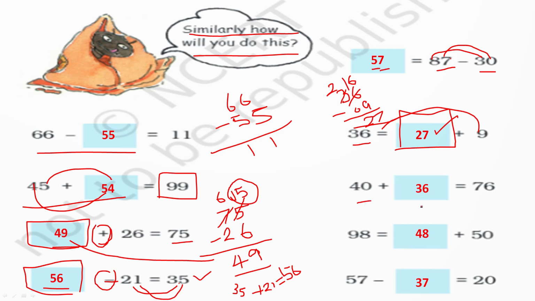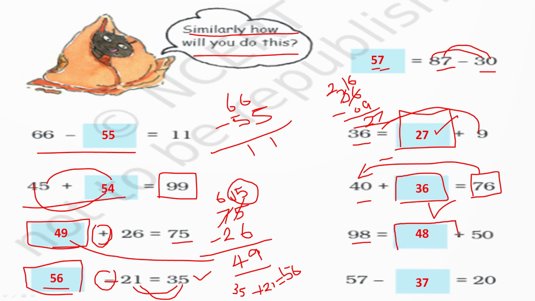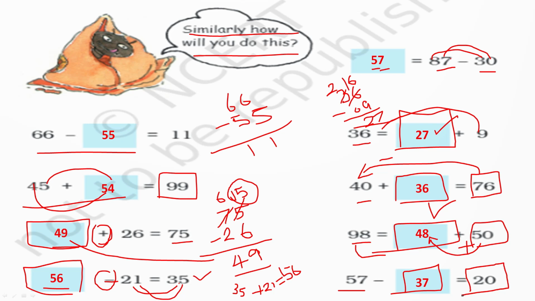40 plus dash, the answer is 76. So here also you have to subtract 76 minus 40, you will get this answer. 98, we are getting the answer, dash plus 50 is 98. So you can add this to 50 plus 48, adding you will get 98. 57 minus dash number, the answer is 20. So 57 minus 37, the answer is 20.